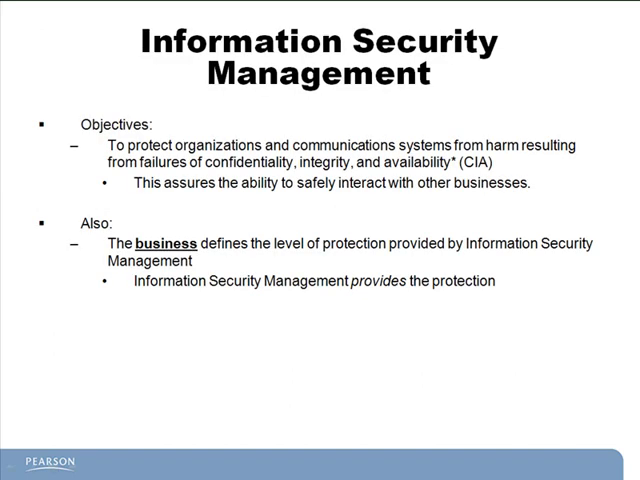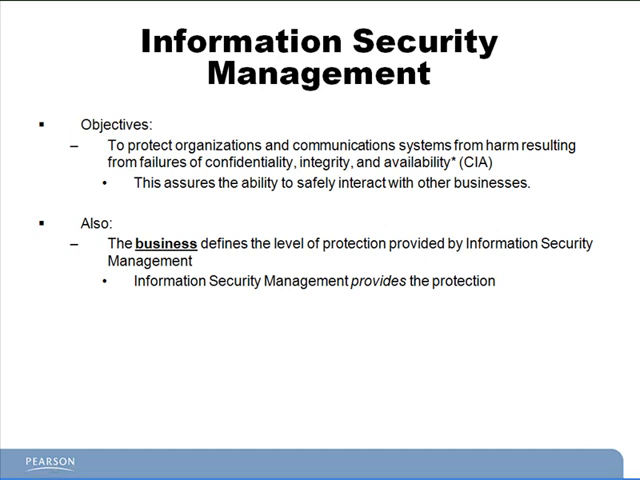The main objective of information security management is to protect organizations and their communication systems from harm caused by failures of confidentiality, integrity, and availability. The acronym for these 3 words is CIA, because when you think of security, you think of the CIA. Confidentiality means that only the right people can see the data that they're supposed to. Integrity means that the data is accurate, complete, and hack-resistant. And availability means that the data is available or up when the person is supposed to be able to reach it.